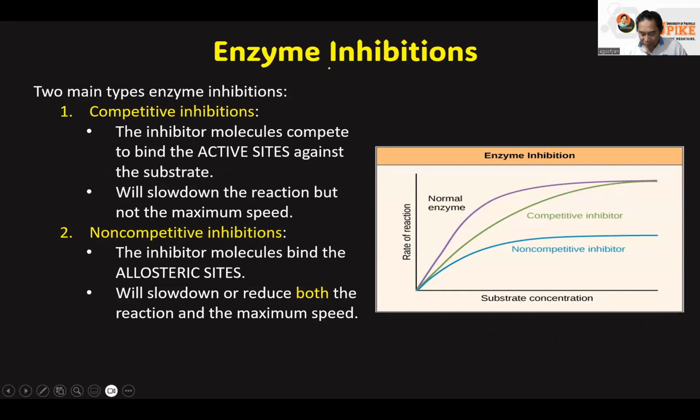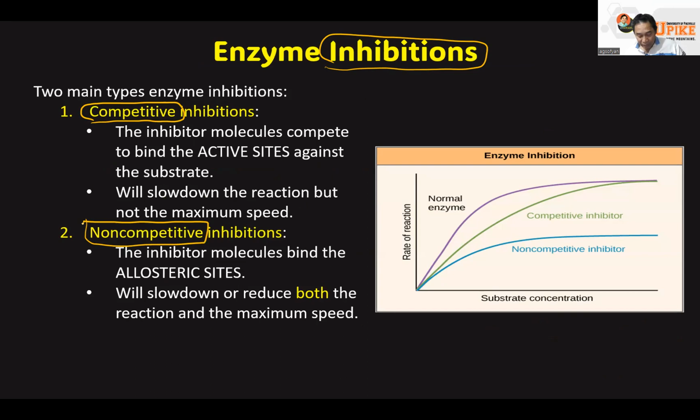There is also another thing, the types of inhibition. If it is inhibitors, there are two types. The first one is called competitive inhibitors. The second one is called non-competitive inhibitors. What does competitive mean? A competitive inhibitor is a molecule that competes with the substrate for the active site.